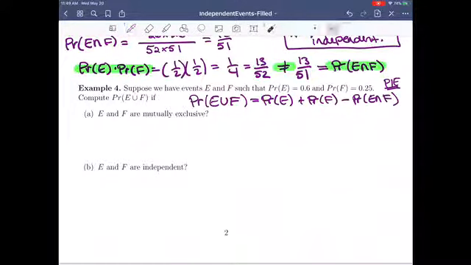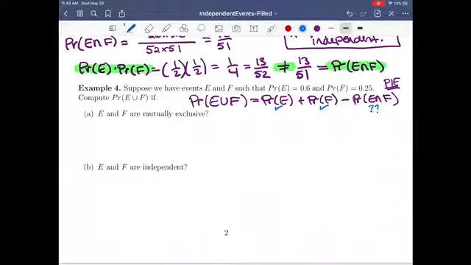We know the probability of E and we know the probability of F. We don't know the intersection, and we want the union. At this point, we don't have enough information to solve for the union. But if we know that the events are mutually exclusive, then we do.